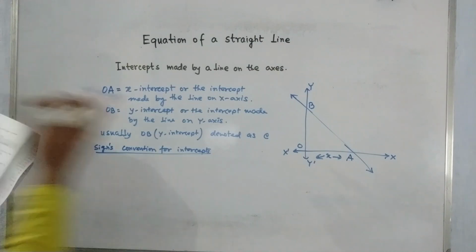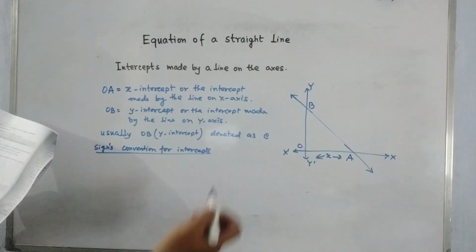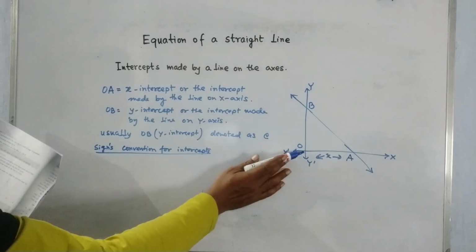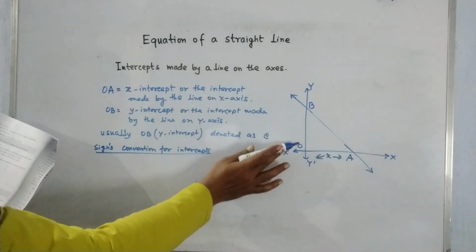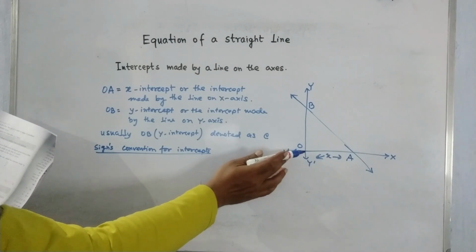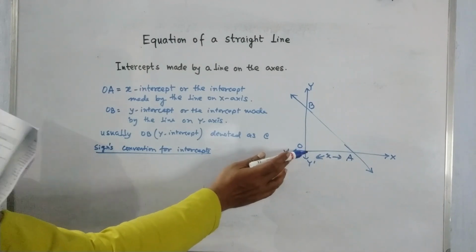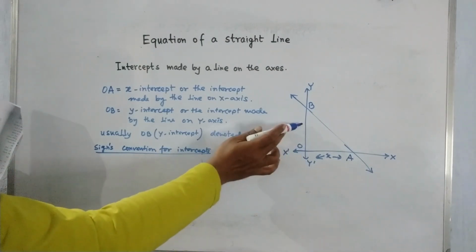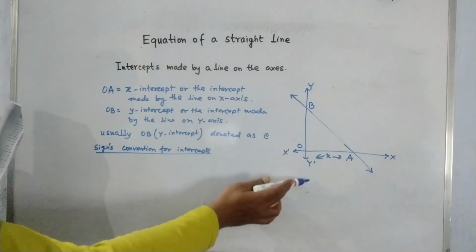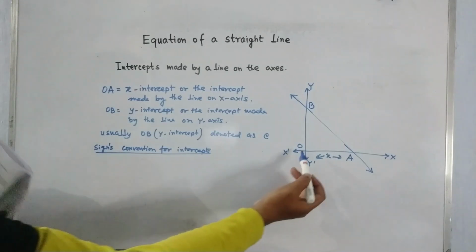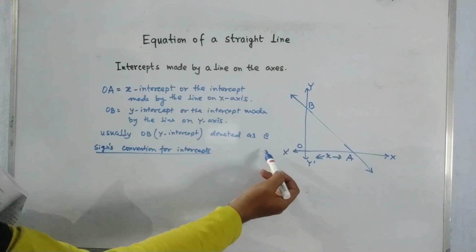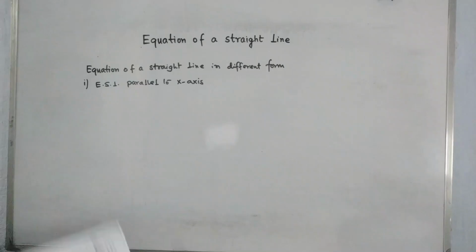Again, y-intercept is considered positive if it is measured above the origin, and it is measured negative if it is below the origin. Above the origin y is positive, below the origin y is negative. Right of the origin x is positive, left of the origin x is negative.